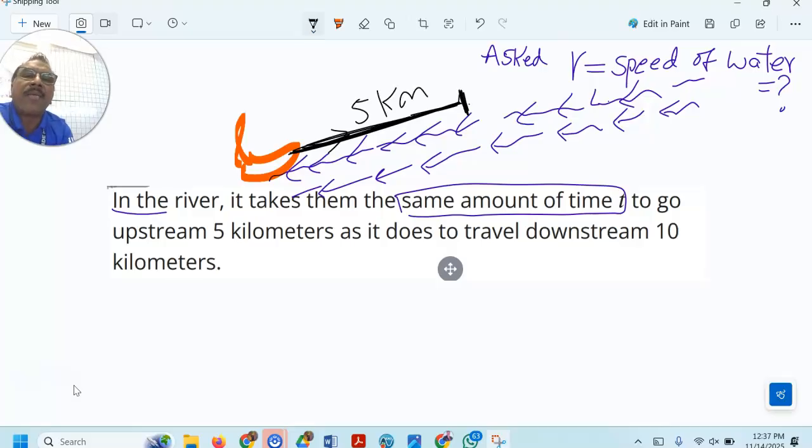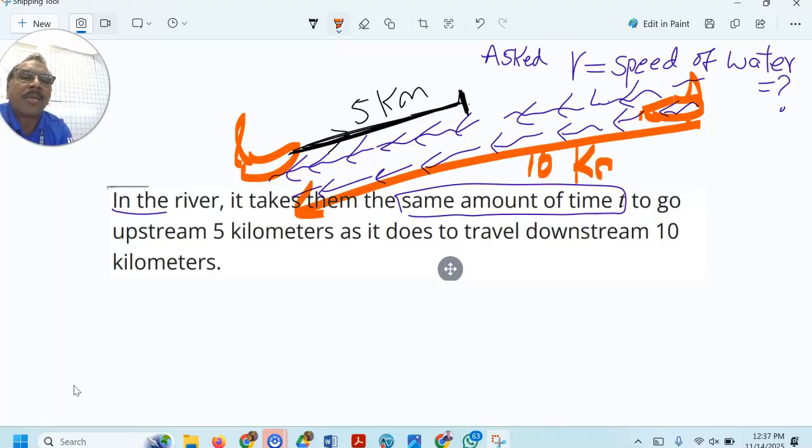He can go 5 kilometers upwards. If you start from the top, the distance from here to here is 10 kilometers. So the time it takes to go up is the same as the time it takes to go down. Now going down, you're going along the flow of water, so you're going to go faster.